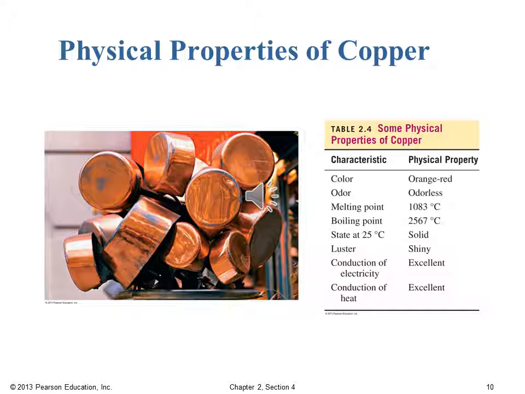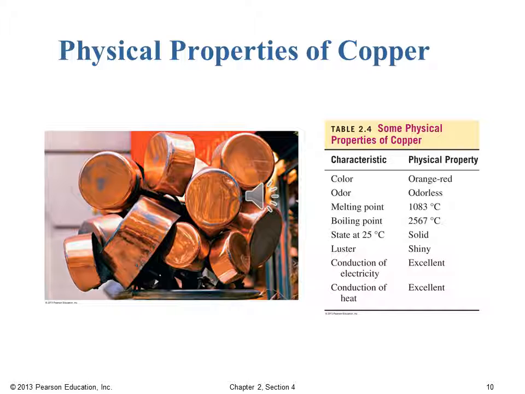Luster. It's a very shiny metal, as opposed to, say, dull things like a lot of powders that have a dull appearance, typically more characteristic of non-metals than metals like copper. Conduction of electricity, conduction of heat: again, being a metal, copper would have excellent conduction. And even for metals, copper is one of the best, which is why copper is commonly used in electrical wiring, and why copper is commonly used in, say, copper pipes for baseboard heating in homes.